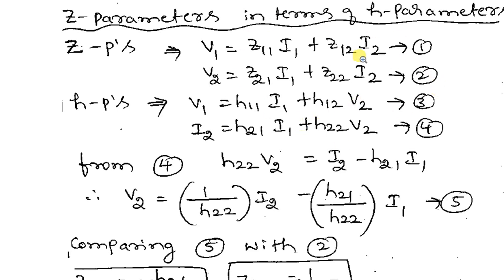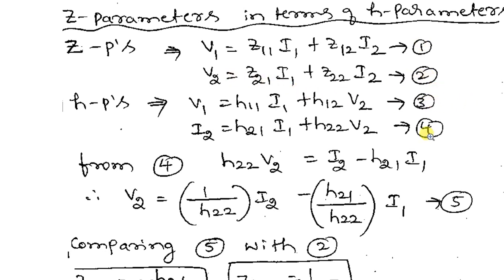Now, as I told you, only for Z to Y and Y to Z do you have to use Cramer's rule. For all other conversions, the equations are simply mapped. So first, compare equations number 1 and 3. V1 is there, I1 is there, but in one there is I2 and here there is V2. So this is not possible, and 1 and 3 are not considered here.